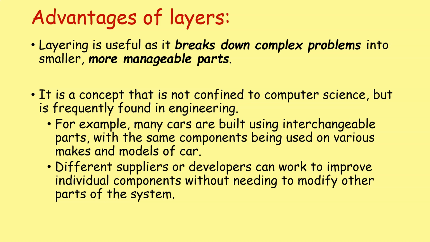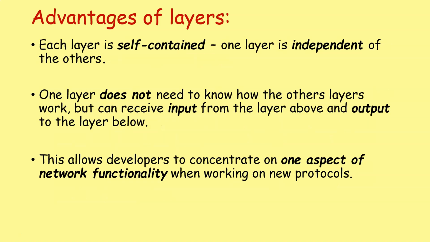It is a concept that's not confined to computer science, but is frequently found in other walks of life like engineering. For example, many cars are built using interchangeable parts, with the same components being used on various makes and models of car. Different suppliers or developers can work to improve individual components without needing to modify other parts of the system. So if you design a better set of brakes, you don't have to change the rest of the car.